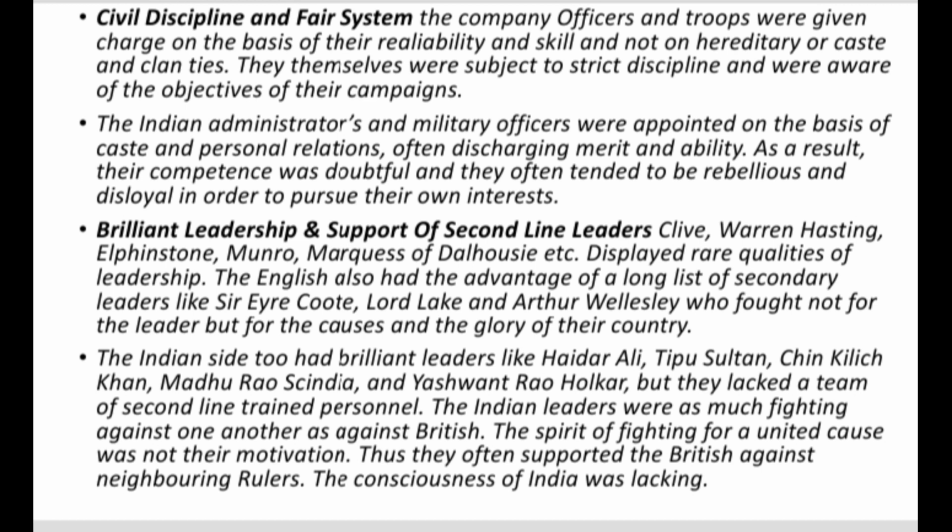Moreover, the Indian leaders were as much fighting against one another as against the British. The spirit of fighting for a united cause was not their motivation. Thus, they often supported the British against the neighboring rulers. The consciousness of India was lacking.